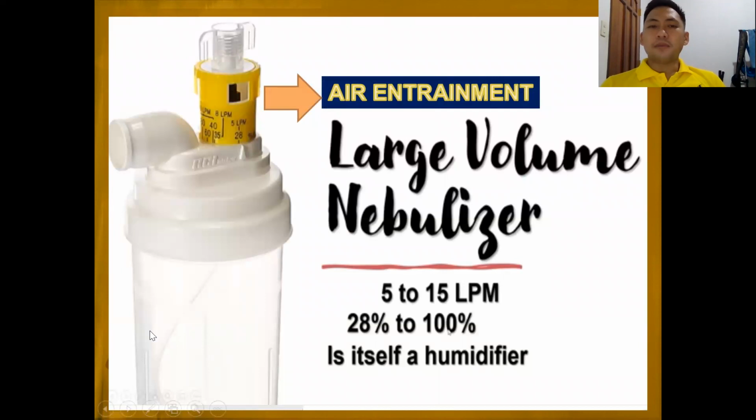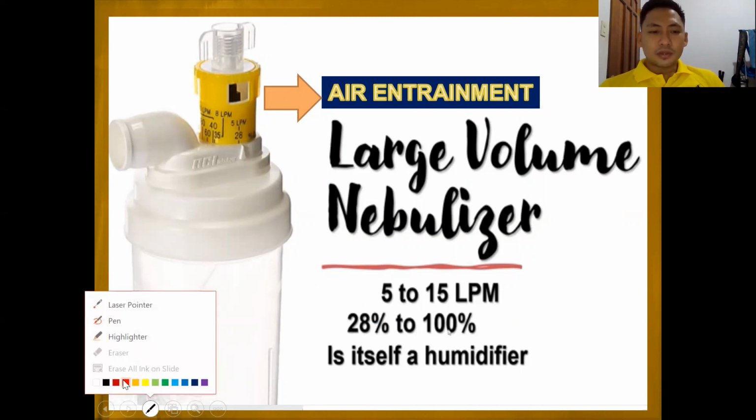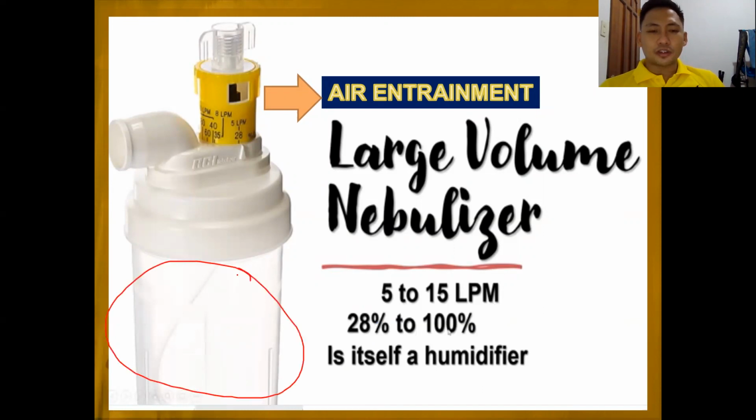So one example of a high flow system is the large volume nebulizer, wherein we can set it to 5 to 15 liters per minute and it can deliver an FiO2 of 28% to 100%. It is itself a humidifier. We can put sterile water here, but of course with an appropriate volume. And this is the air entrainment.